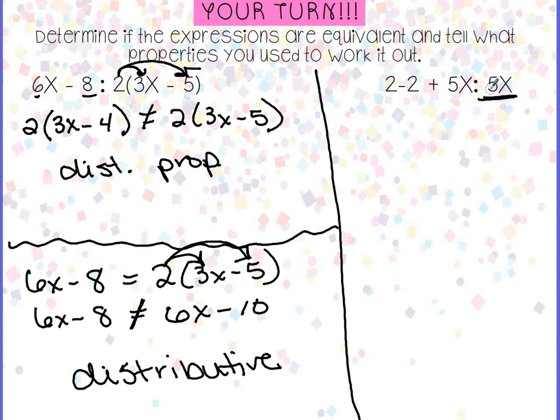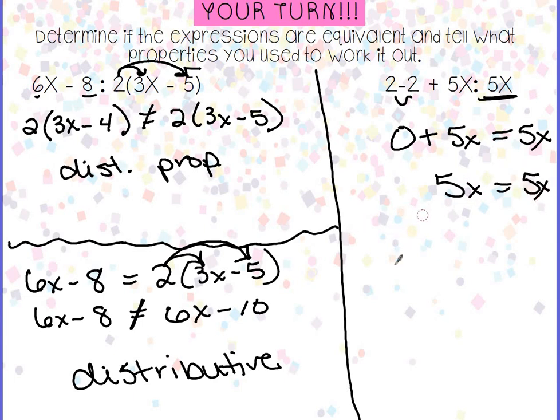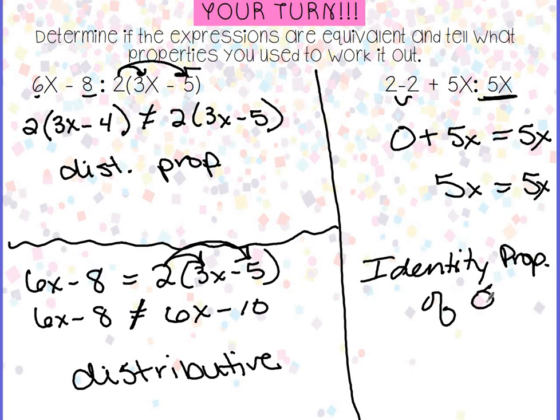Here, I can't do anything with the 5x except for move it around, so that's not going to help me out much. But here, I know that 2 minus 2 is going to give me 0 plus 5x. And I know anything plus 0 stays the same, so these two are equivalent. And I know that using the identity property of 0.